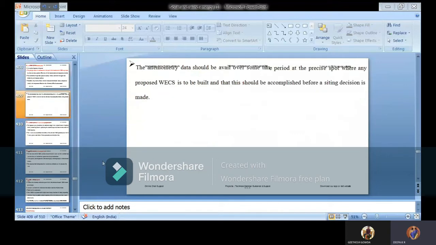Then anemometer data should be available over some time period at the precise spot where any proposed WECS is to be built, and that should be accomplished before a siting decision is made. Means it's like analyzing. It's not like one day you're going to observe and you say, yes, sir, this is the super place. Just take an example. You want to build a house. You're going to look for sites, which place is suitable for me to construct a house. You will not take any one choice, like okay, you go to the first site and you say yes.